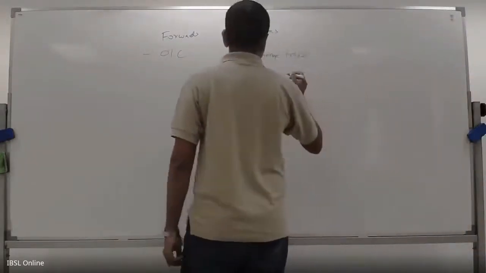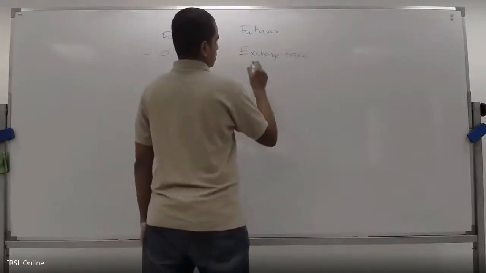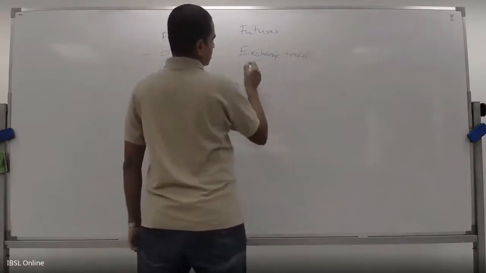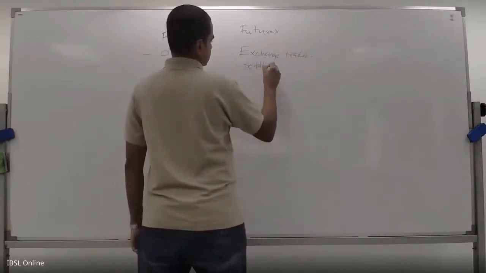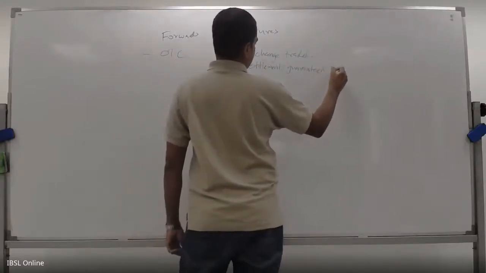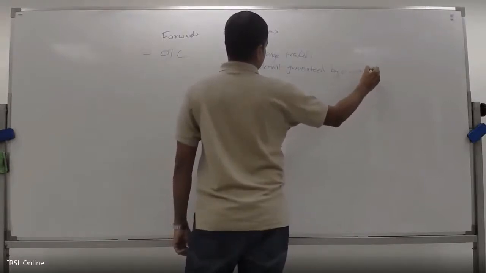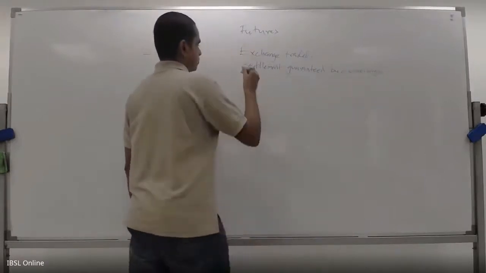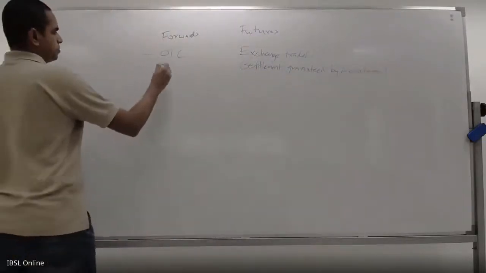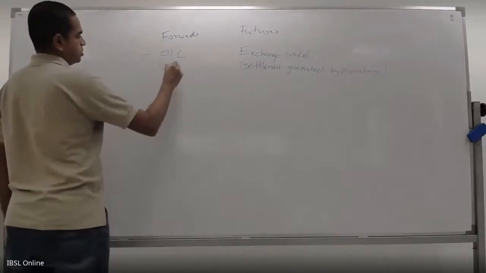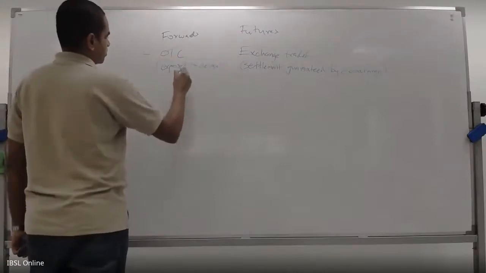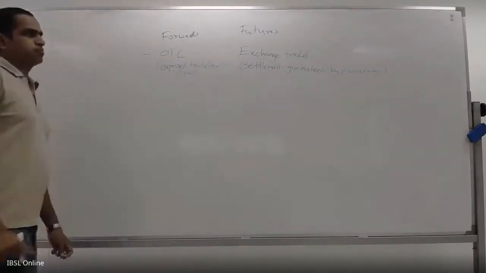Now the benefit of exchange traded is that the settlement is guaranteed by the exchange. Whereas over the counter, you're exposed to default risk. Default risk is there.